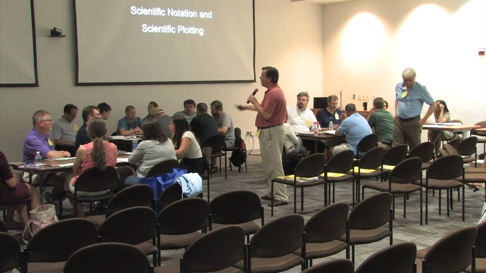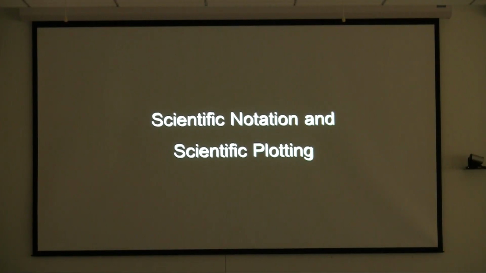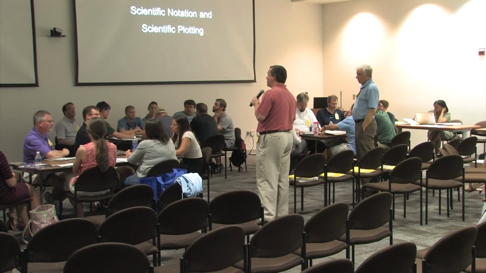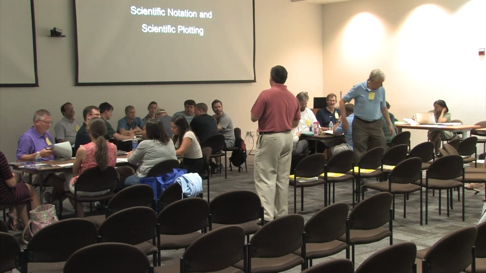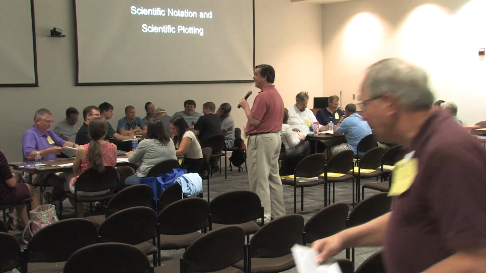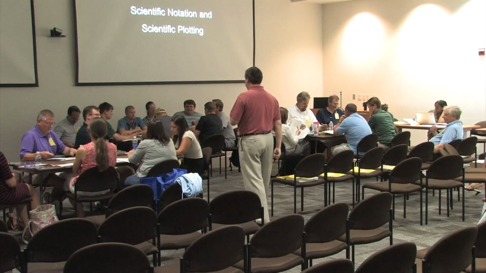Okay? So, we're going to start with a precursor, a pre-engagement activity about scientific notation and scientific plotting. Because numbers in astronomy are, to be obvious, astronomical. All right? We can't cover those numbers and do linear plots. All right? They cover a much wider range than we can do with linear plots.